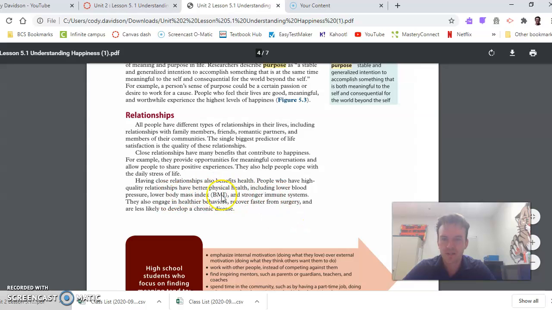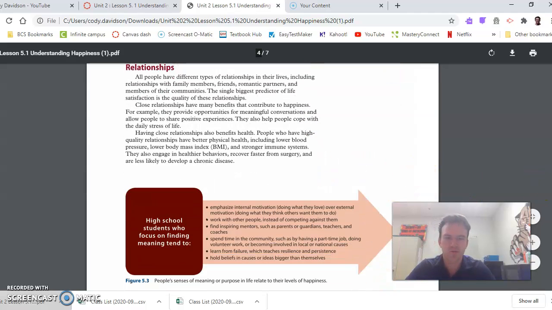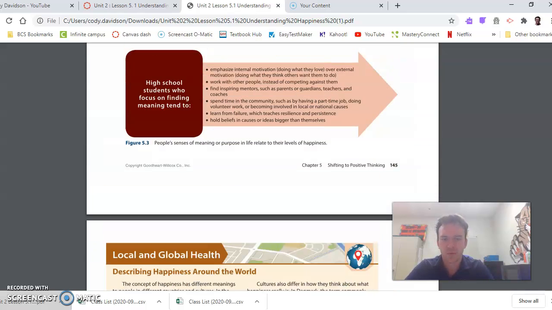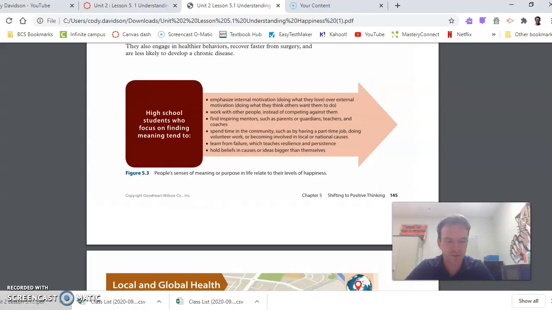People with high quality relationships have better physical health, including lower blood pressure, lower body mass index, and stronger immune systems. They also engage in healthier behavior, recover faster from surgery, and are less likely to develop a chronic disease. And if you have good relationships, the people you surround yourself with work hard and take care of their bodies, it's going to correlate to you. And same thing with their mind. If they're taking care of their mind, they might have ways to help you improve your mental day-to-day basis. So read these over.